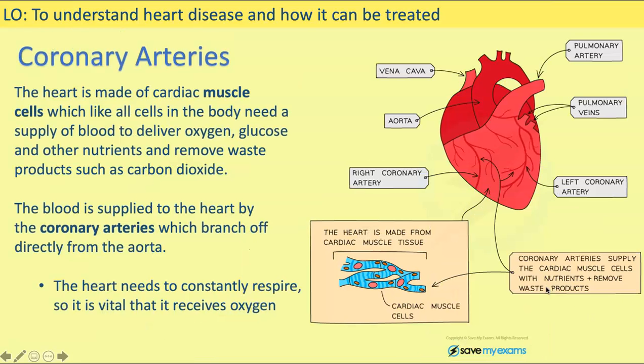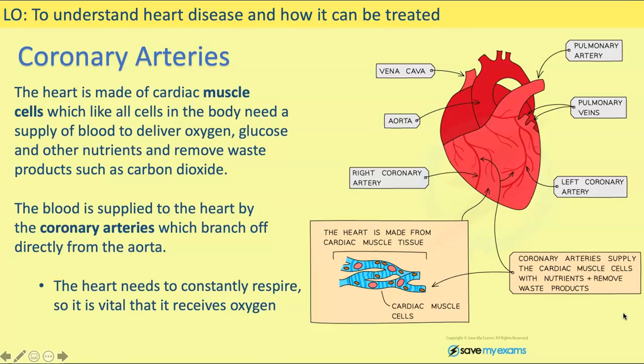Today we're going to look at the coronary arteries. These are arteries that supply the blood with oxygen. So the heart is made of cardiac muscle cells, which, like all of the cells in the body, need a supply of blood to deliver oxygen, glucose, and other nutrients, and also to remove waste products such as carbon dioxide.